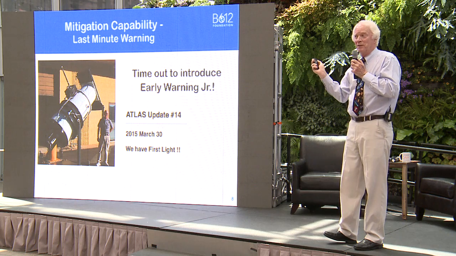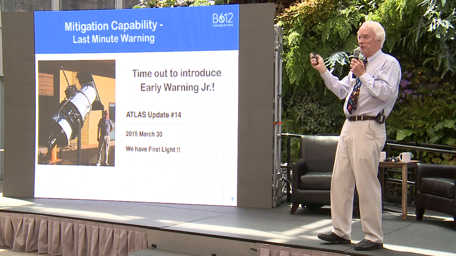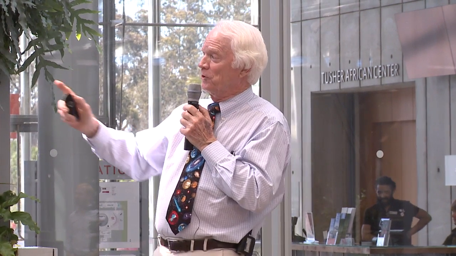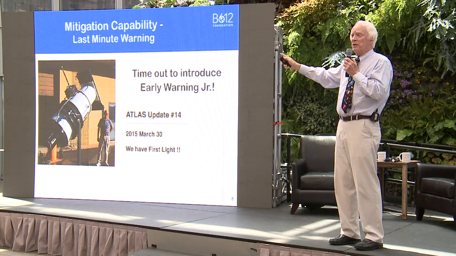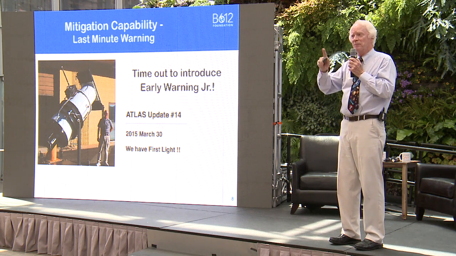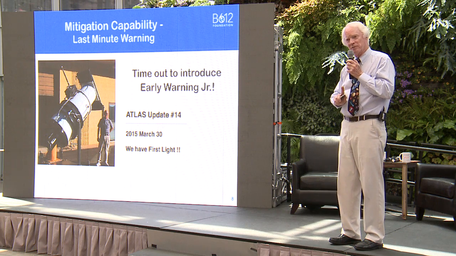Now, you can't do it for the other half of the asteroids that come from out of the sun, because you can't use telescopes looking at the sun. You can't see them. So we realized that hypothetically, by doing this with relatively cheap telescopes, we could get last-minute warning for about half of the asteroids that actually hit the Earth.